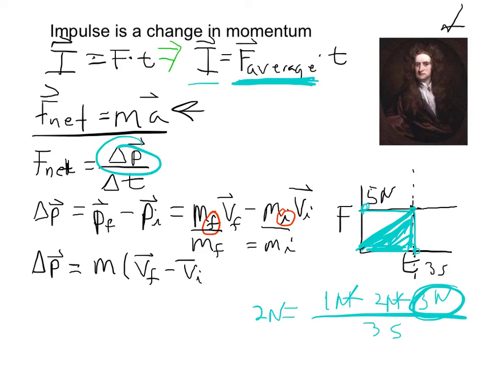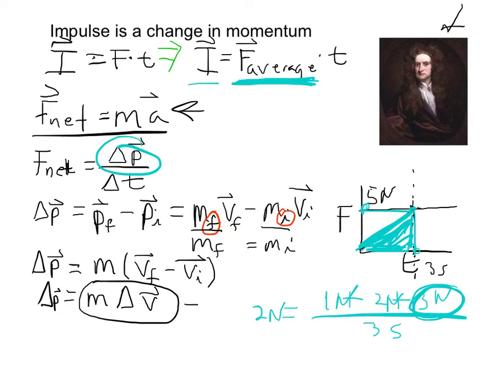And remember, I'm just noting what things are vectors with the harpoons. And now we can rewrite that more simply. Change in momentum is mass times change in velocity. Now, if we take this statement and put it back into Newton's second law, we're going to start to see some interesting things. So I'm going to do that on the next slide just to clean up a little bit.